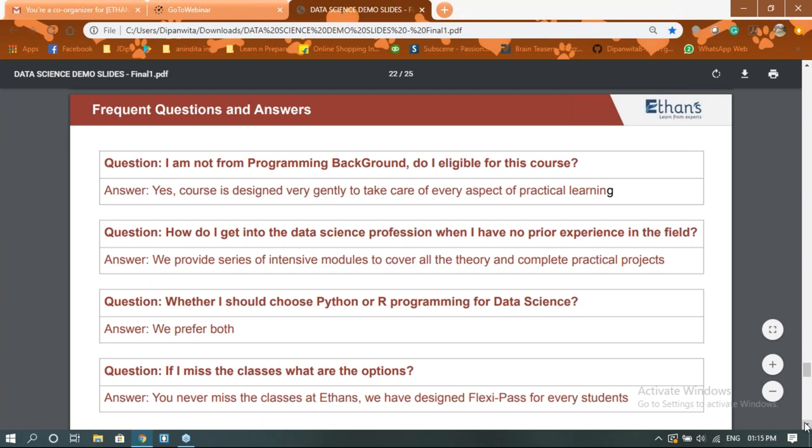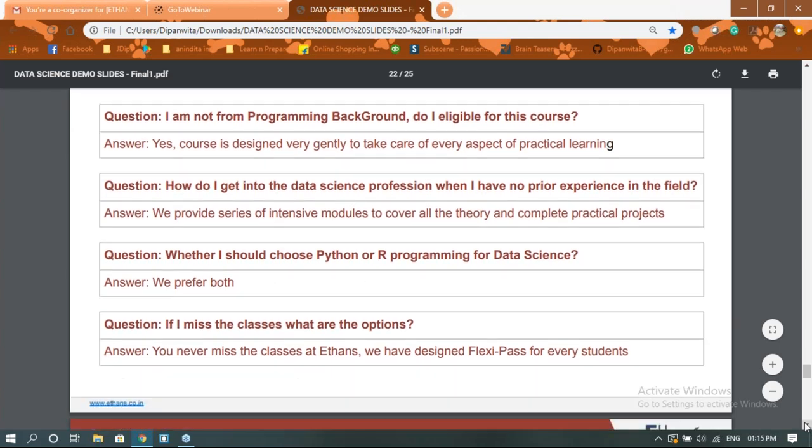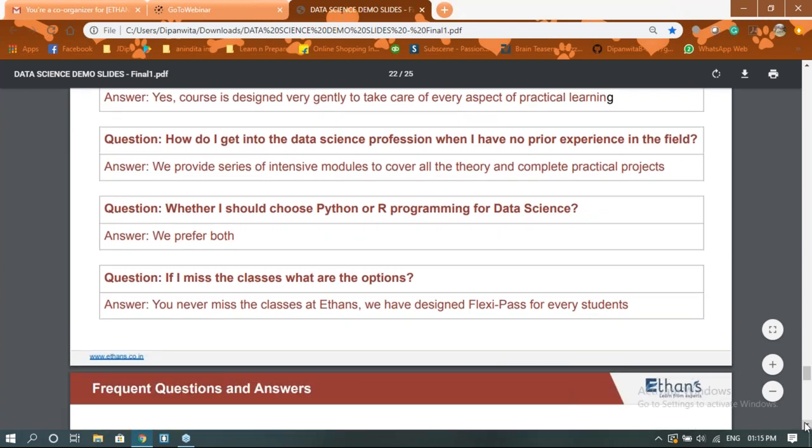If I ever miss a class, what are the options? As I told you, you never miss a class at ETHANS. We have designed flexi passes for them. So if you think that within the course time period you have a probability of traveling or something and you might miss a class, you can take a flexi pass, and that class you can do later on.